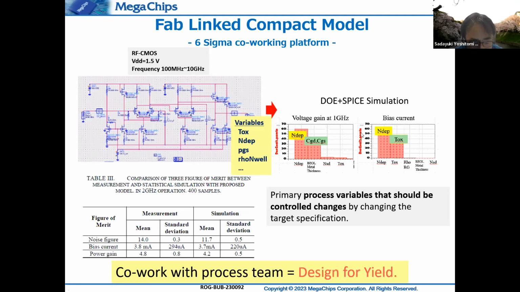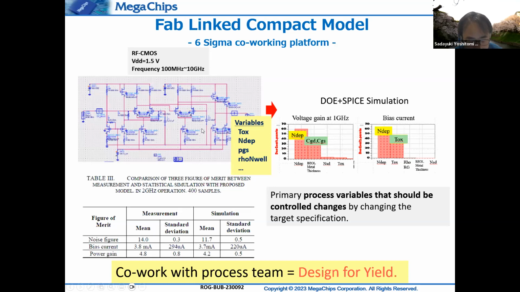And it is also worth noting that the second vital parameter is different in two design targets, such as voltage gain at 1 gigahertz and bias current. Overlap capacitance is vital for S21, the 1 gigahertz gain, and TOX is vital for the bias current. Like this, we can realize that strengthening the NDEP control helps to enhance the robustness of this amplifier's performance.